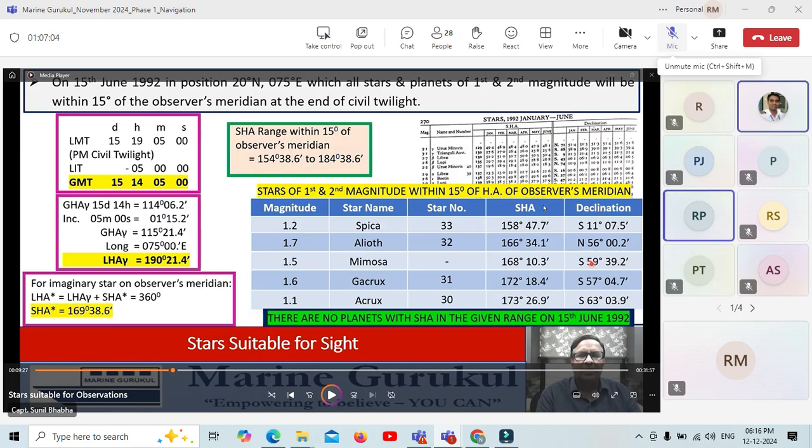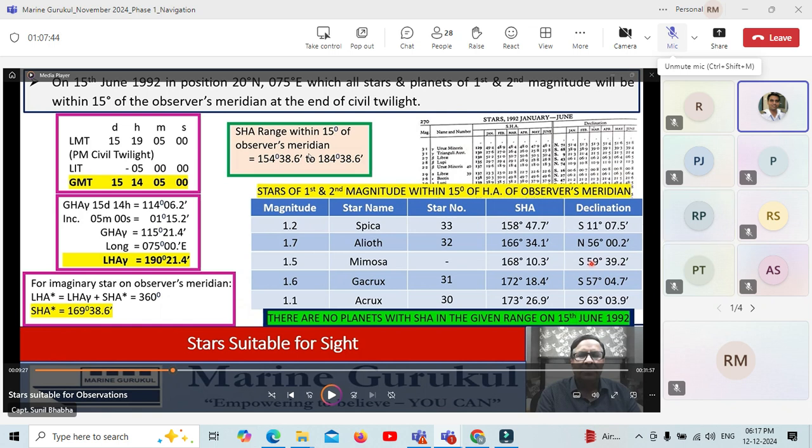Can you repeat, sir, one more SHA range with the 15 degrees? I'm just confused from here. Okay, beta. This SHA which we calculated earlier, 169 degrees 38.6 minutes, is the SHA of our meridian, observer's meridian, right? We wanted the stars within 15 degrees of the meridian. So to this value of 169, we added 15, we got 184, and we subtracted 15, we got 154. And this becomes our range to pick up the stars from the table.